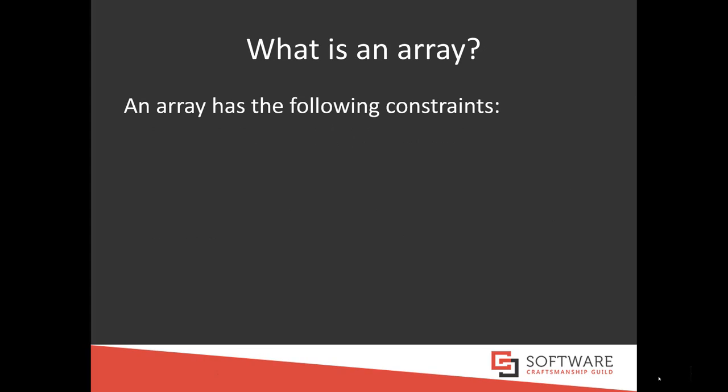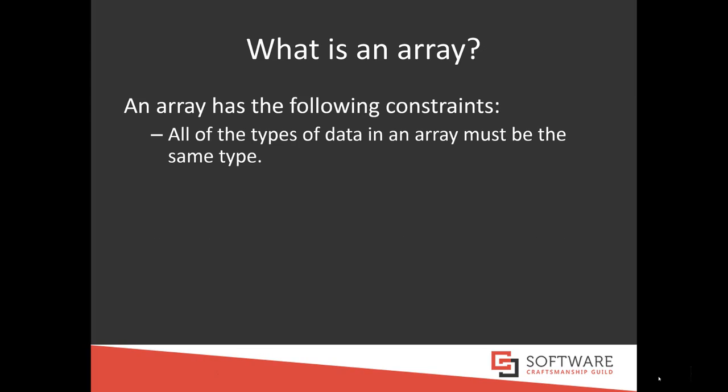When we create an array, it has the following constraints in C#. First, all of the types of data in the array must be the same type. So if we create an array of integers, we can only store integers in it. Strings can only store strings. We can even create arrays of classes. So if we had like a student class, we could create an array of students that would represent all the students in a classroom. An element is what we call an individual item in an array. So if we had an array of 50 states, Ohio would be one element of that array.